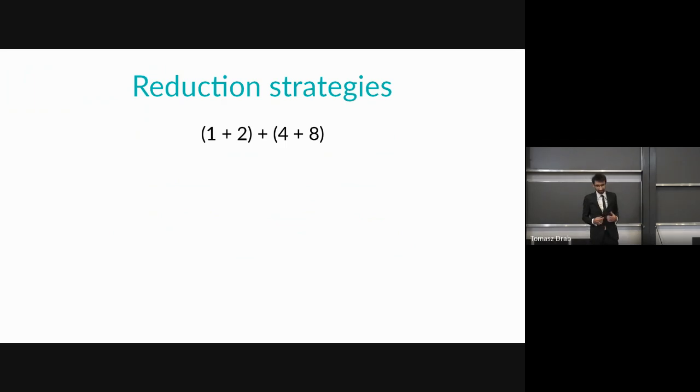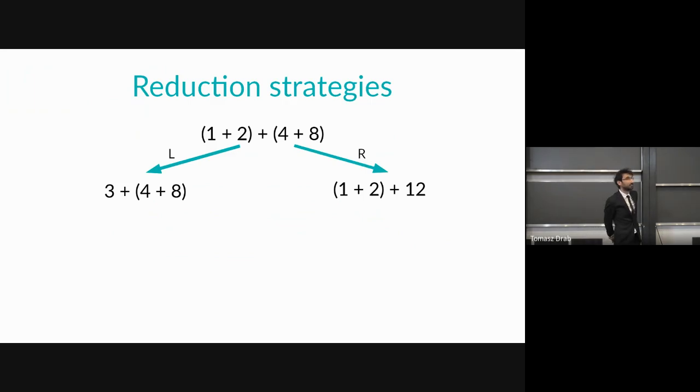And let's take something simple, an arithmetic expression. Here we have a sum of two sums of natural numbers. And we can evaluate this expression in two ways. For example, we can start with evaluating 1 plus 2, and no wonder obtain 3. But we could also start with adding 4 and 8 and obtain 12 and obtain this intermediate form.